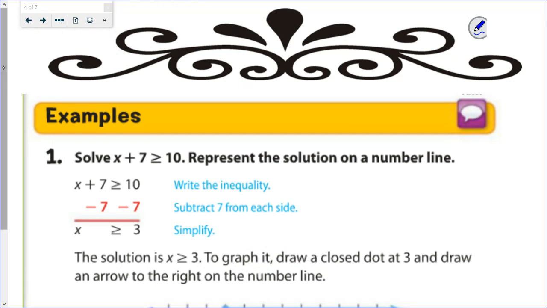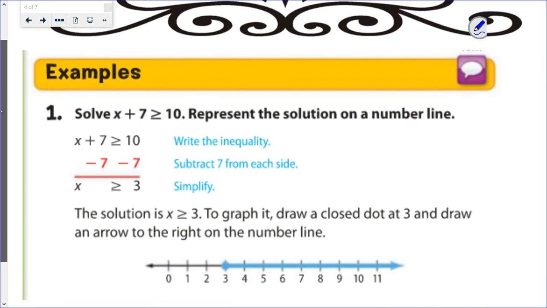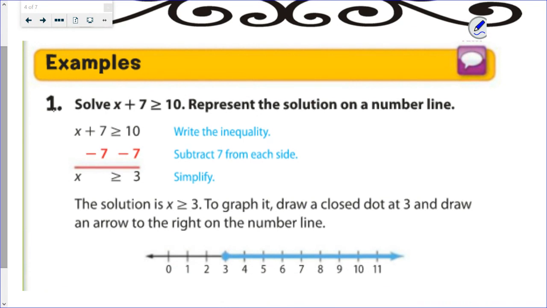So for an example, we solve it the exact same way as an equation. We want to isolate the variable by itself. So we perform the opposite operation, or the inverse operation, to get the constant away from the variable. So we have plus 7 here, so we subtract 7 from both sides, and we get X is greater than or equal to 3. So when we graph it, we start at the 3 and it's a closed circle because it's greater than or equal to, so it includes 3. And X is greater than that, so it goes up the number line.